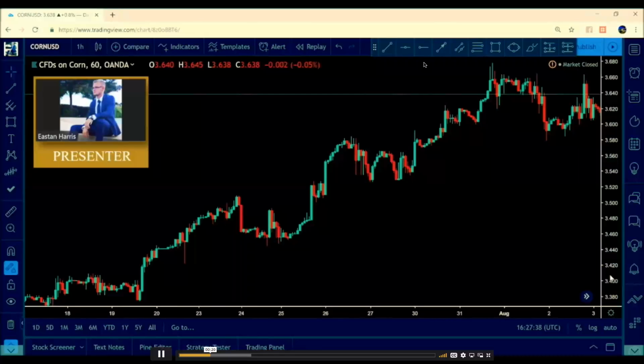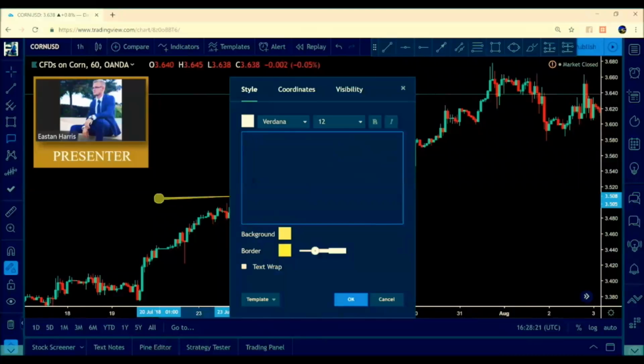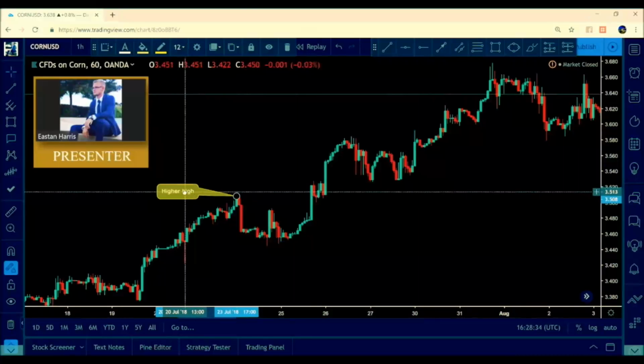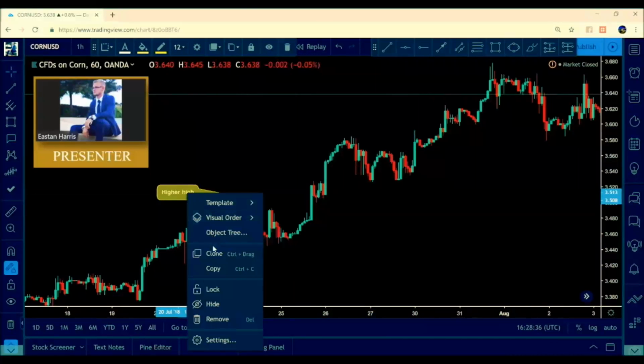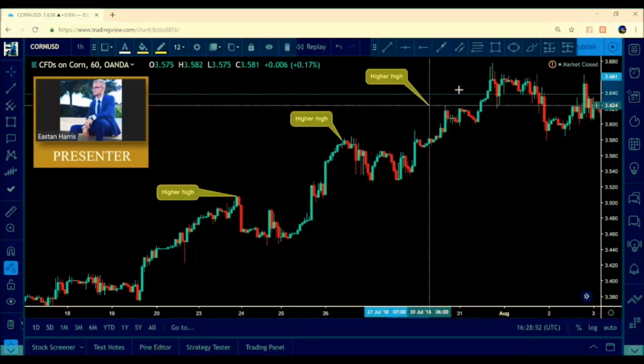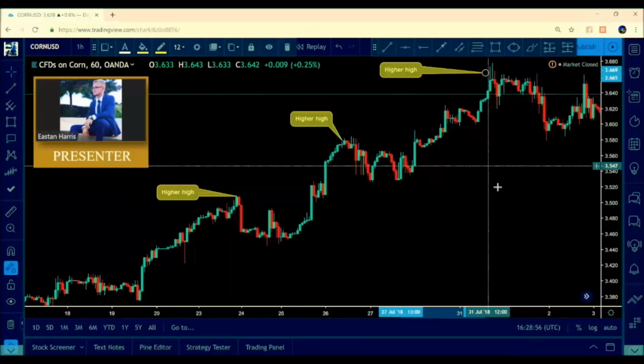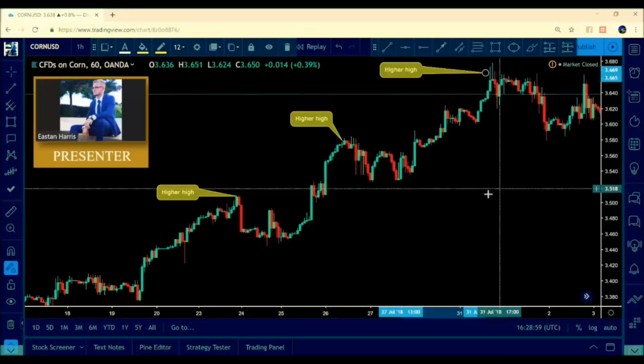In this video, we're going to be looking at identifying the market environment once again. I've got corn pulled up here on the 1 hour, and we're going to take a look. Should be fairly simple, but let's identify what kind of market we're in. We've got a higher high here. So here's a higher high. We have another higher high here, and another one up here at the top of the screen. So we're making higher highs.